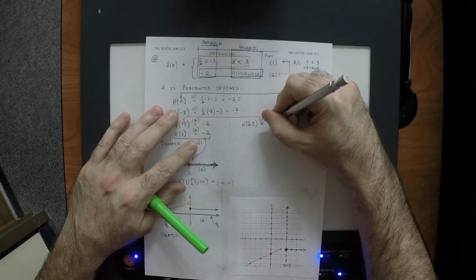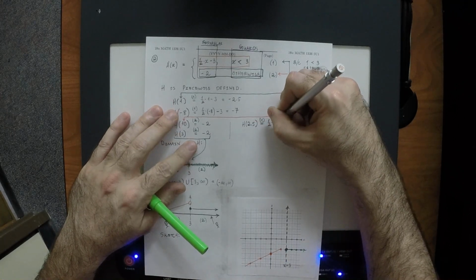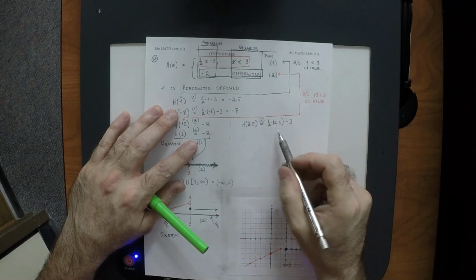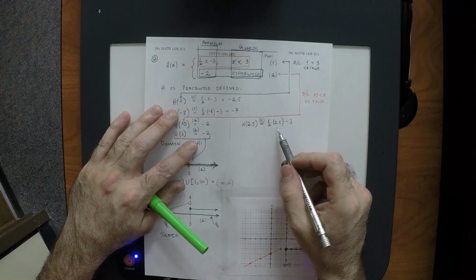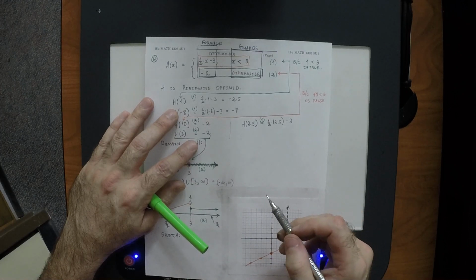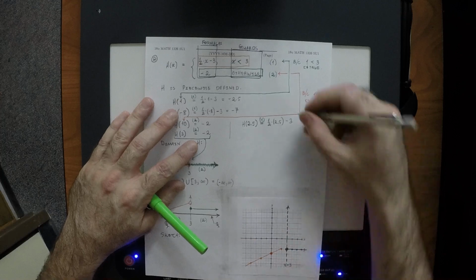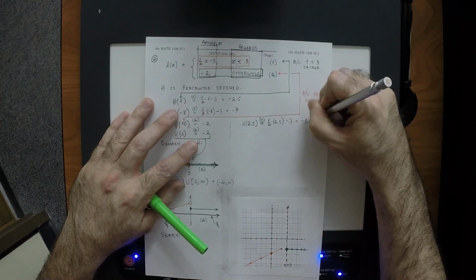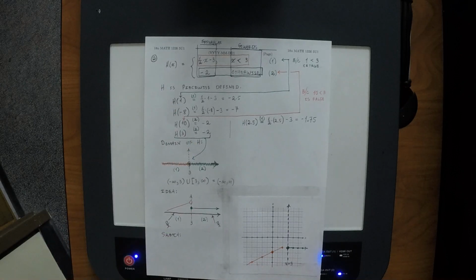And then the formula we'd use is half the input, and then subtract 3. So half of that is what? 1.25, and then minus 3 is what? Negative 1.75. All right. So that means that there should be a point there.